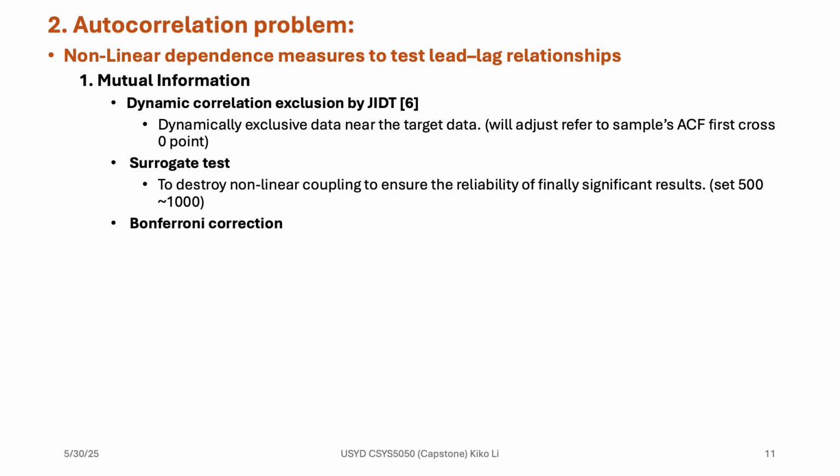For the nonlinear dependence measure, I will use mutual information. The dynamic correlation exclusion, which is provided in my supervisor Joe's GIDT toolkit, could be helpful in adjusting the data autocorrelation problem. This method works by dynamically excluding data near the target data. For the specific value of the exclusion, I will refer to the autocorrelation function in each case. And the surrogate test and Bonferroni correction will be applied as well, for the same purpose as in the linear case.